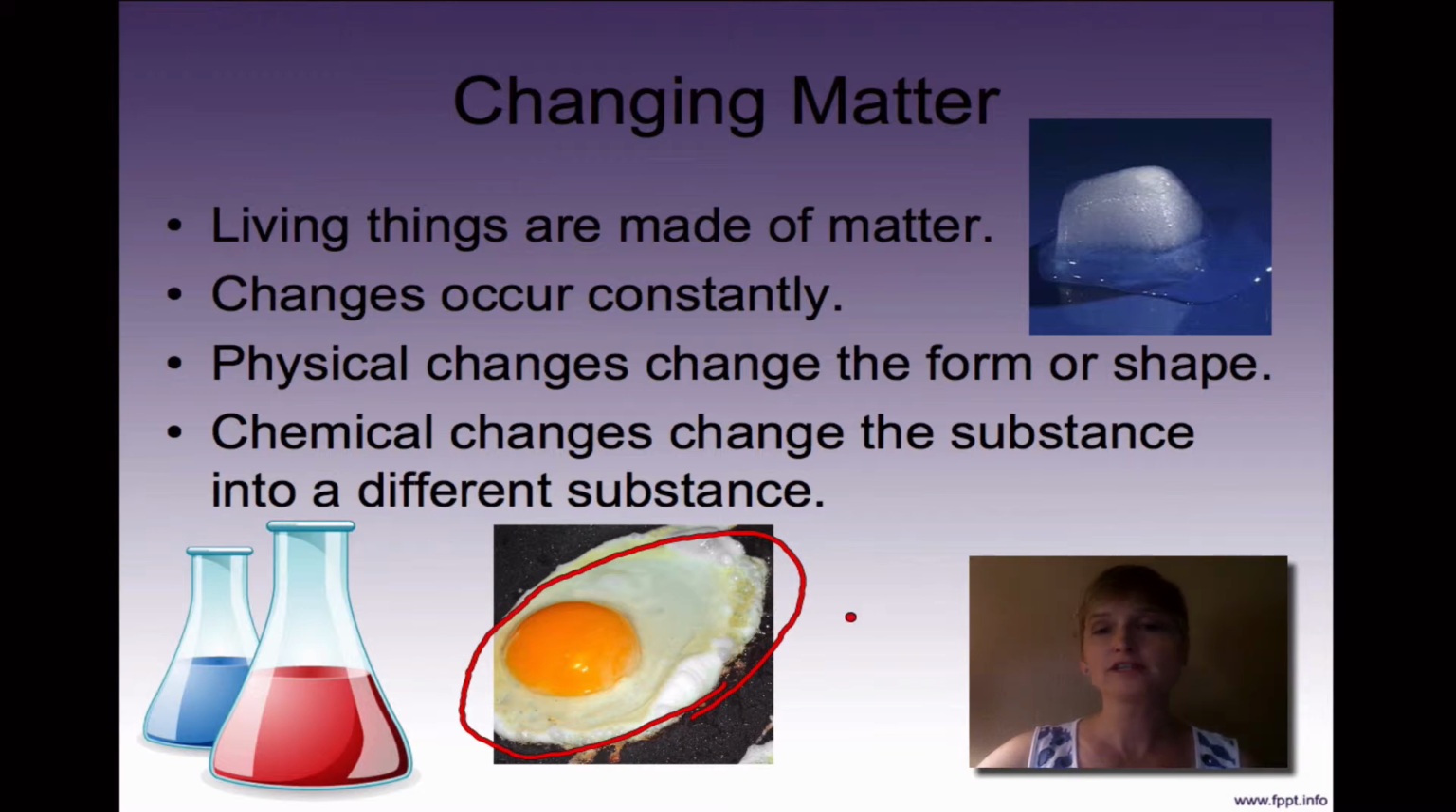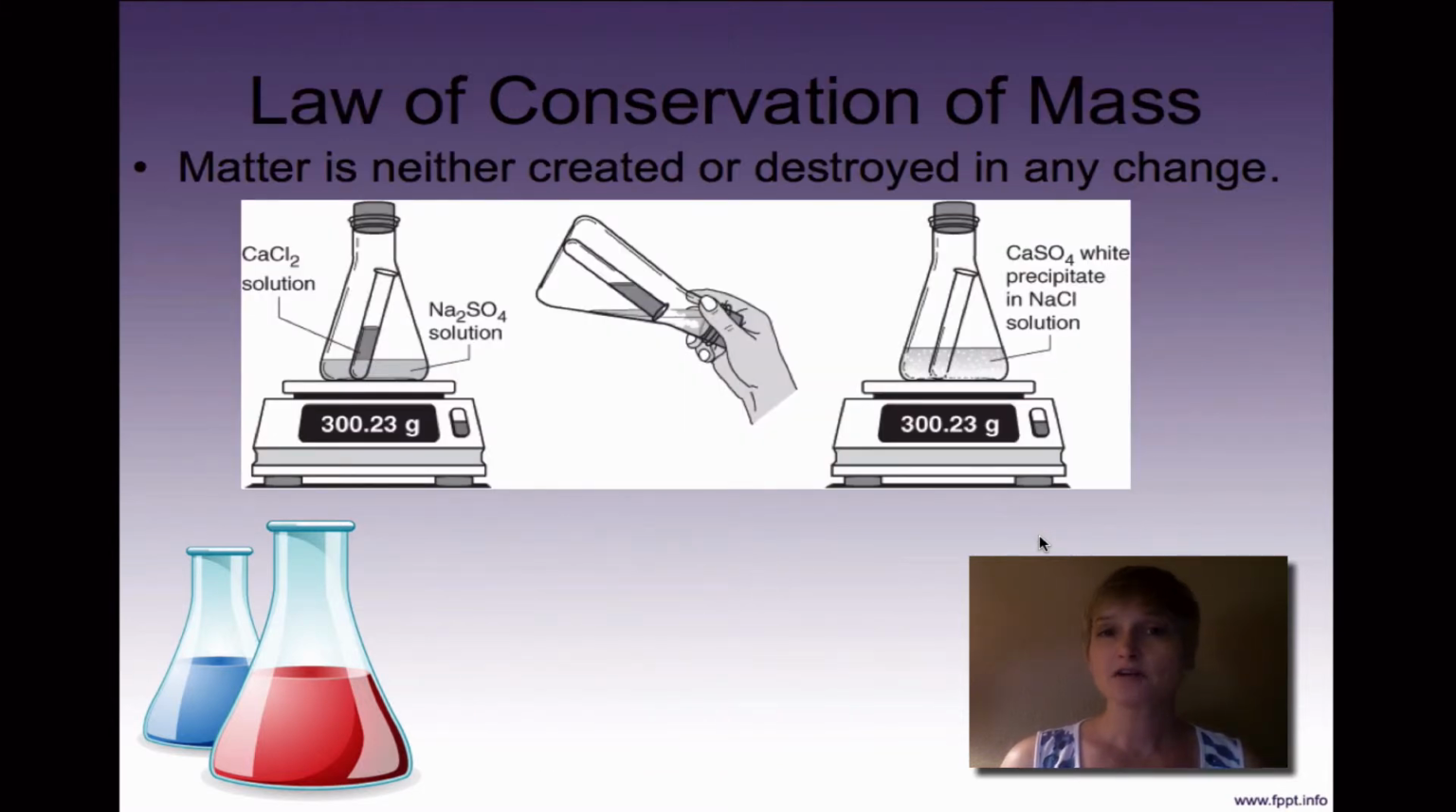And a really good indication that that's a chemical change is that we cannot go back from this cooked egg to the original egg that we had in the shell. We can't get it back from one to the other. We have this law of conservation of mass, and that simply means that matter is neither created nor destroyed when there's a chemical reaction. That's shown really well right here.